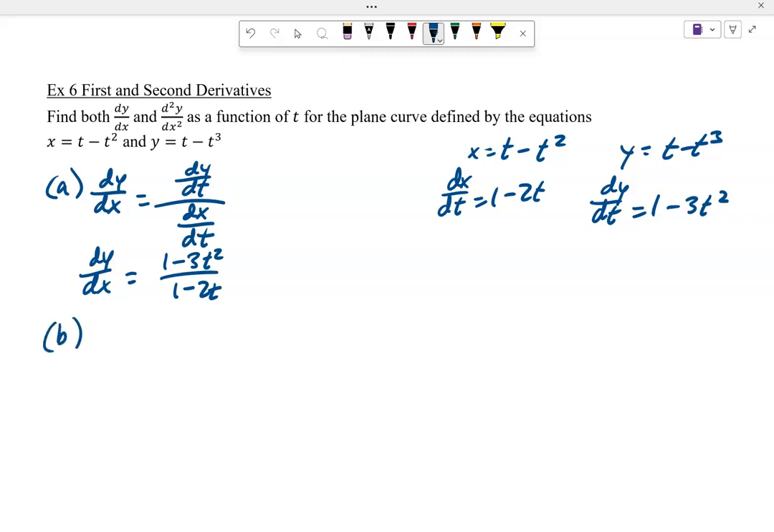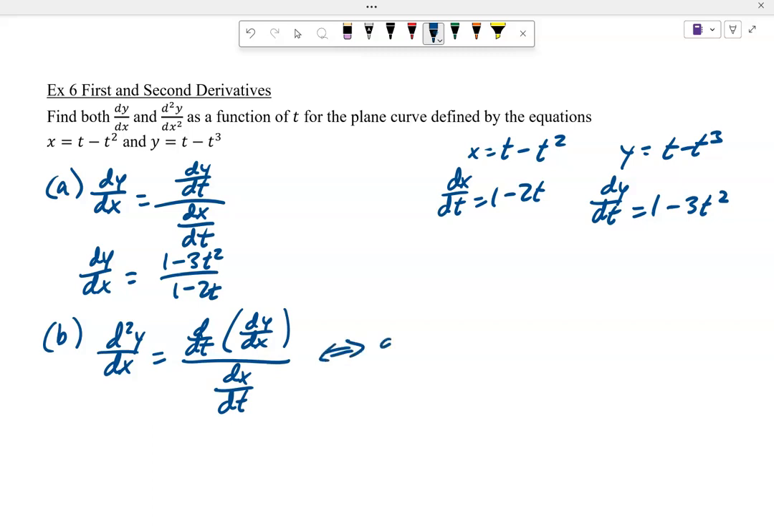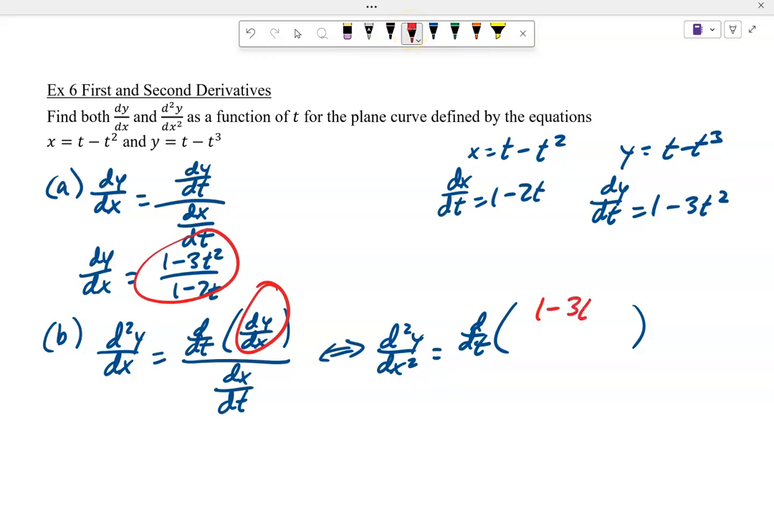Now, part B, the second derivative, is d/dt of dy/dx over dx/dt. So this is the second derivative for a parametric equation. And so the second derivative will be d/dt of dy/dx. Well, dy/dx is (1 minus 3t squared) over (1 minus 2t), and this is all over our dx/dt. Well, we know dx/dt is just 1 minus 2t.